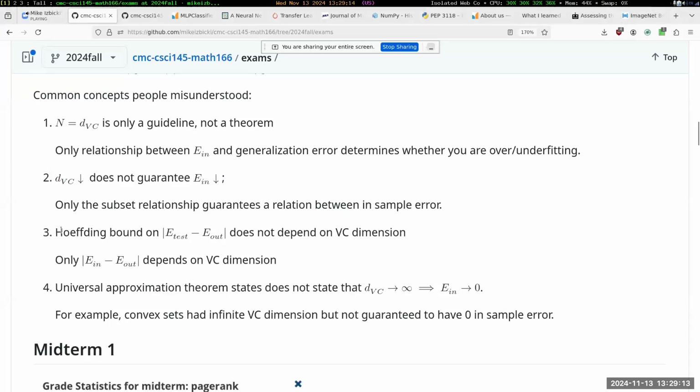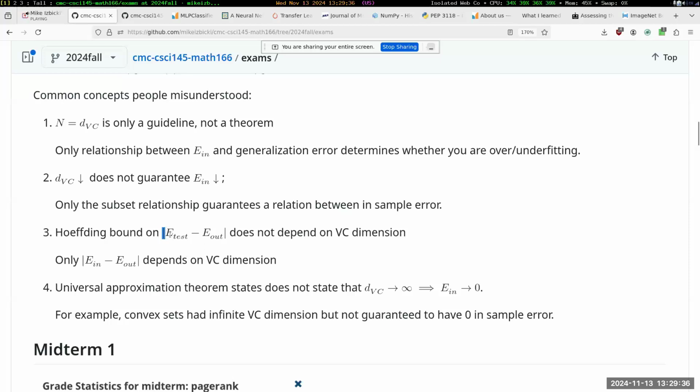Another common way of missing points: we used the Hoeffding inequality in this class to bound our test error minus our out-of-sample error. And this does not depend on the VC dimension of our hypothesis class at all. Our bound on E-test minus E-out is independent of whatever hypothesis class you use.